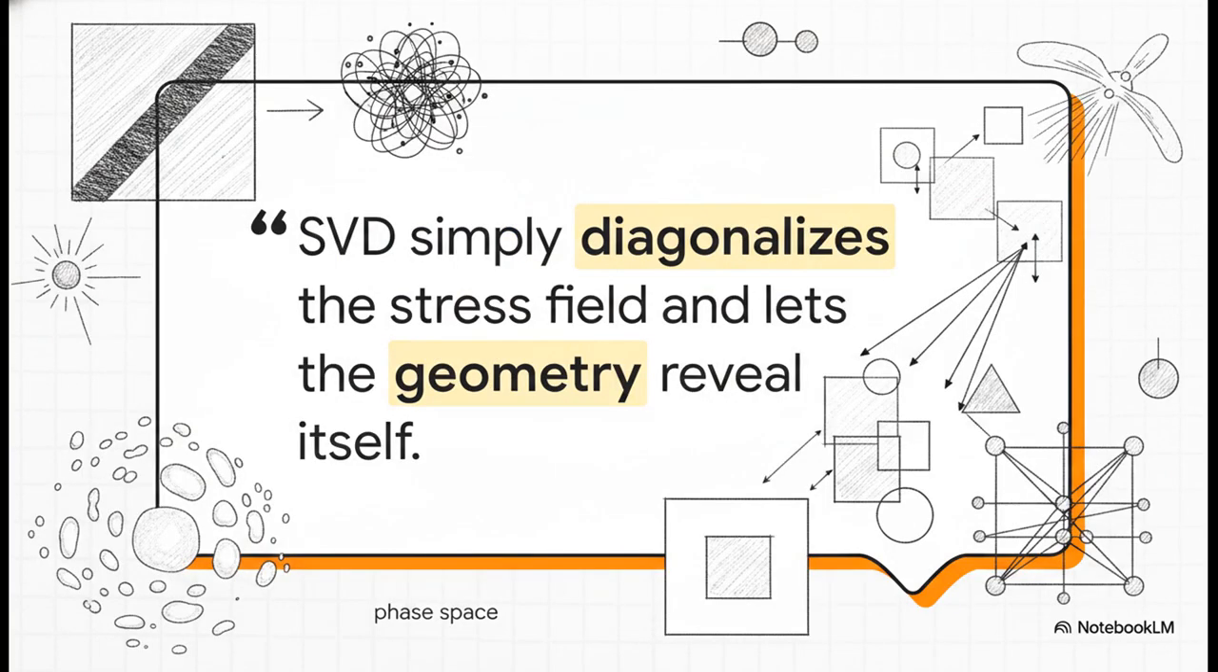And that brings us to our ultimate truth-telling tool, singular value decomposition, or SVD for short. Now, SVD doesn't play games with the numbers. Instead of guessing where friction or attenuation might occur and then just adding in these artificial fudge factors, SVD simply diagonalizes the stress field and lets the geometry reveal itself. It is entirely unbiased. Whatever structural relationships actually exist in that raw input data, this tensor maps them directly into phase space, keeping the physical integrity completely intact.